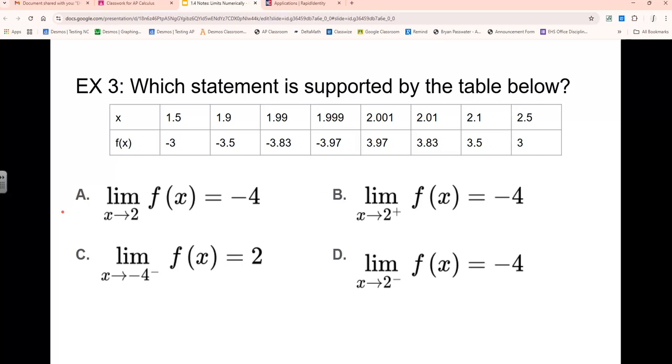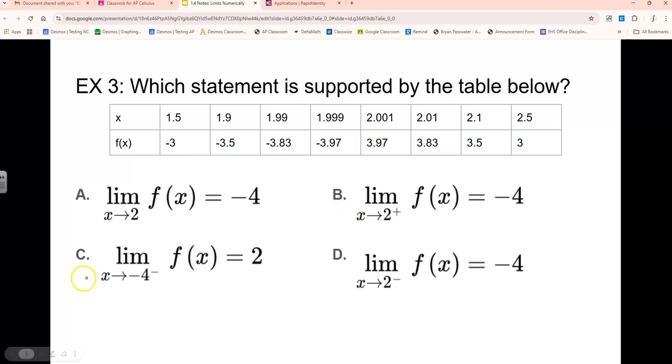It says, which statement is supported by the table below? So, if I look at my table, I've got 1.5, 1.9, 1.99, 1.999, and then 2.001, 2.01, 2.1, 2.5. What X value does it look like we're kind of interested in here? What do you think, Connor? It looks like it's probably 2, right? Because here we're getting closer and closer to 2 from the left, and then over here, we're getting closer and closer to 2 from the right. So it looks like X approaches 2 is sort of where we're considering.